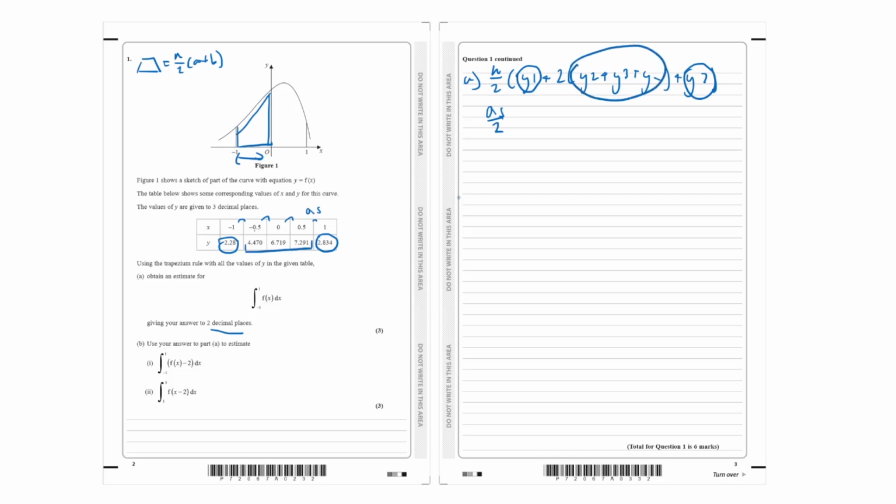So let's try it. y1 is given as 2.287 plus 2 times whatever's in the middle, which is 4.47 plus 6.719 plus 7.291, which we then add 2.834 and close the bracket. We can then use our calculator here.